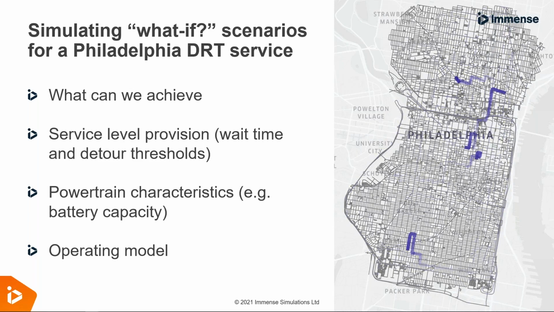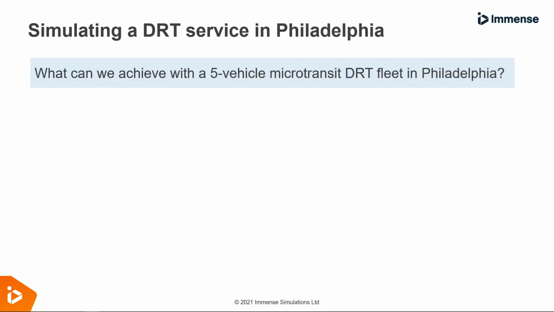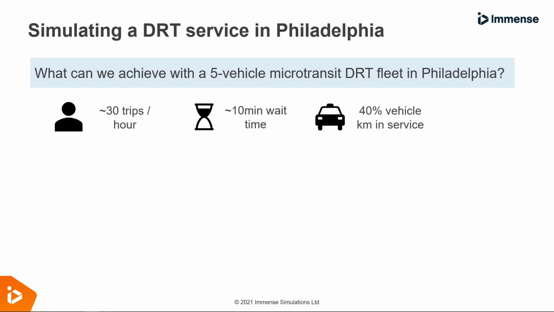I'll give you an idea of some of the sorts of results we get out of the platform on the next slide. So in particular, we've had a look at simulating a DRT service in and around Philadelphia and in specific service areas where there might be poor coverage or low frequency services outside of peak times. So these DRT vehicles, to start with as a headline thing, we found we were able to service around 30 trips every hour with each of the vehicles, with an approximate 10-minute wait time for passengers.